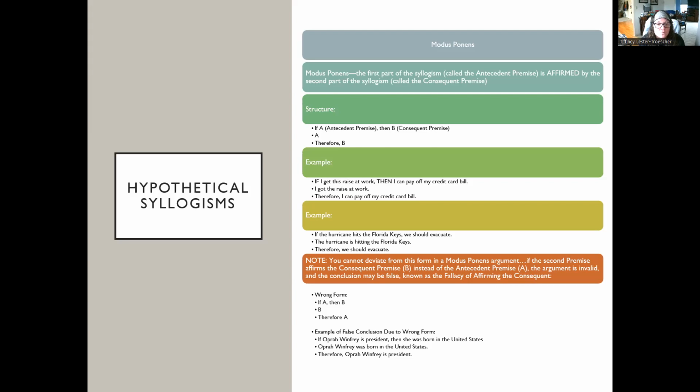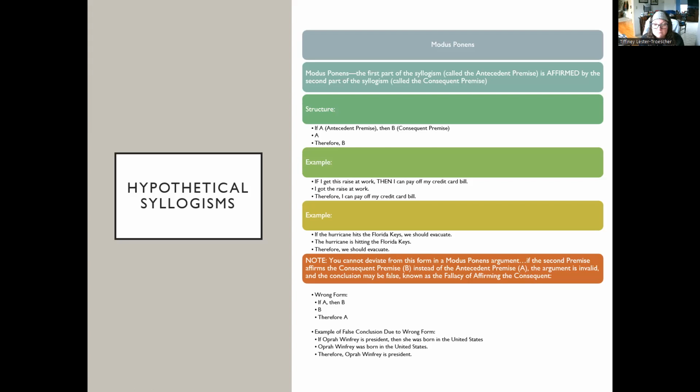If I get a raise at work, then I will pay off my credit card bill. I got the raise at work. Therefore, I can pay off my credit card bill. So this is where the consequent affirms the antecedent. If the hurricane hits the Florida Keys, we should evacuate. The hurricane is hitting the Florida Keys. Therefore, we should evacuate. Right? You cannot deviate from that form, much like any deductive argument that we've talked about so far.